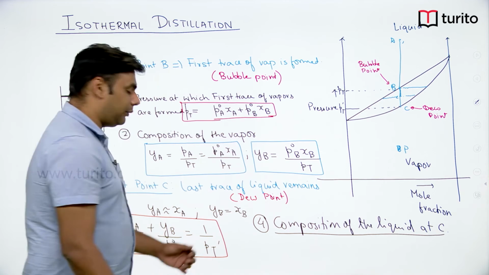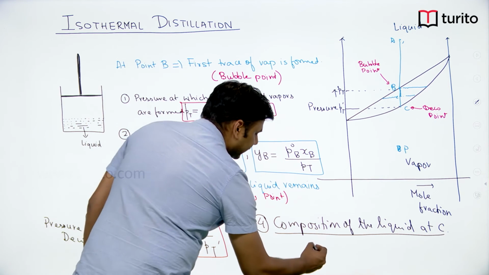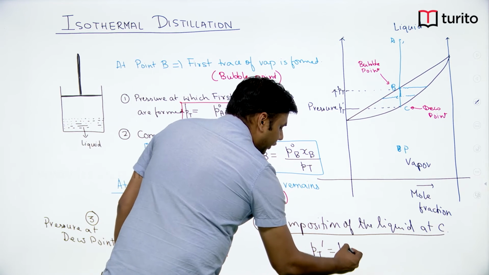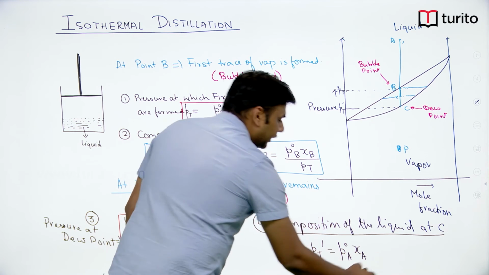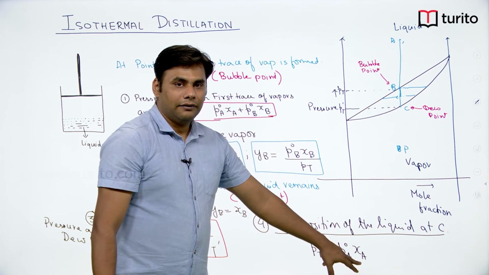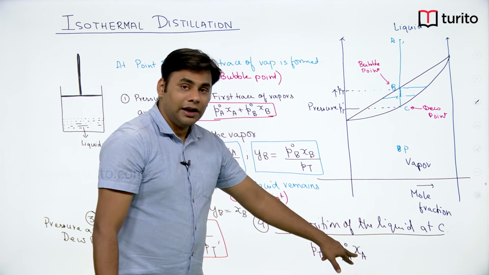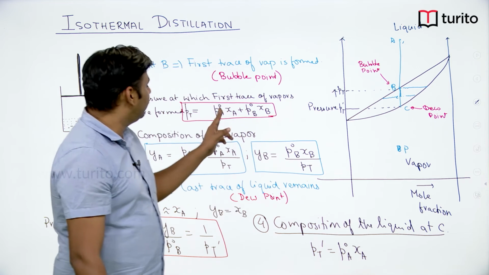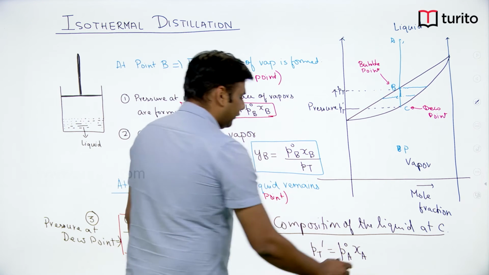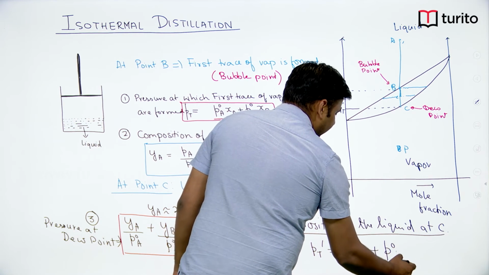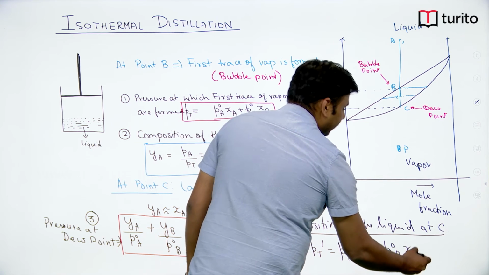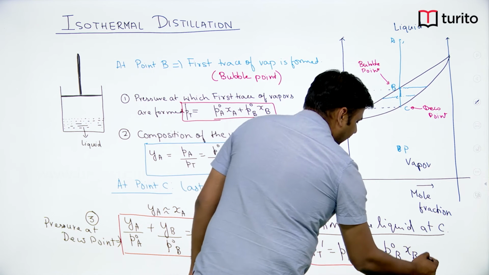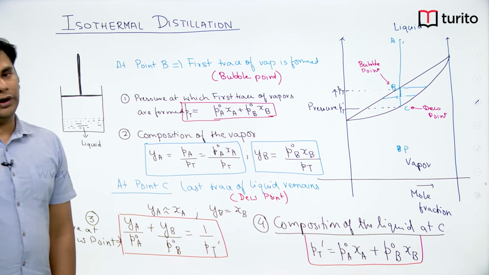We know the total pressure at that point, so we will directly use the Raoult's law equation: PT dash would be equal to P naught A into XA. Now this XA would be the mole fraction of A in liquid phase at this point C. So don't confuse this and this, both of them are different. So PT dash would be equal to P naught A XA plus P naught B into XB. Now this XA and XB would be the mole fractions of A and B in liquid phase at the dew point.